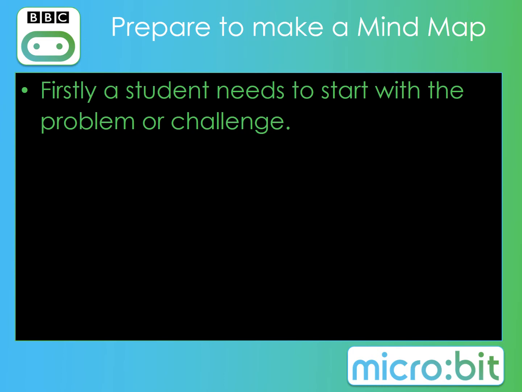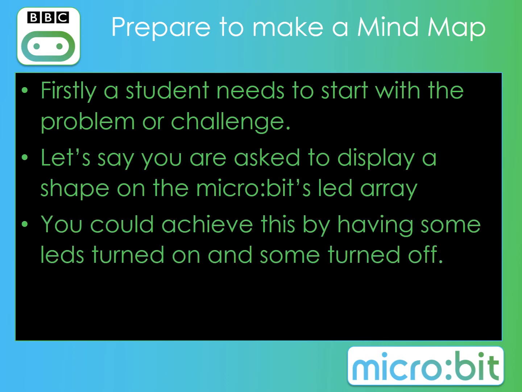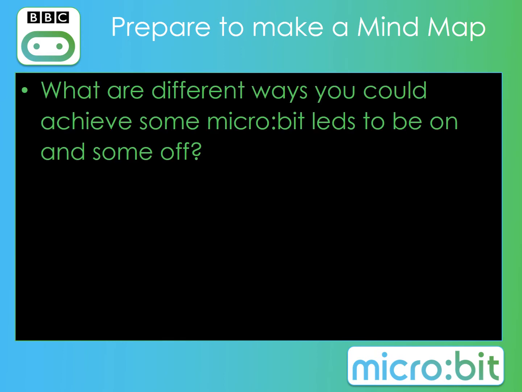So firstly, we need to start with a problem or a challenge. I'm going to suggest that we start with the problem that you're asked to display a shape on the microbit's LED array. And you could achieve this by having some of the LEDs turned on and some of them turned off. So what are the different ways you could actually do this?